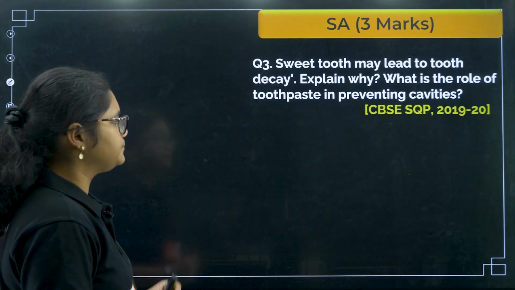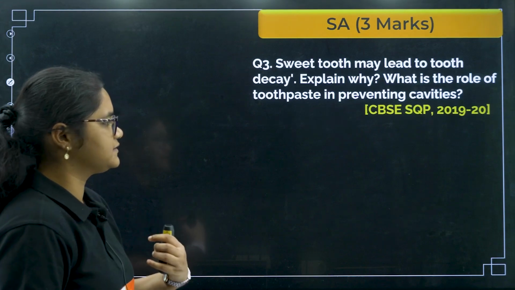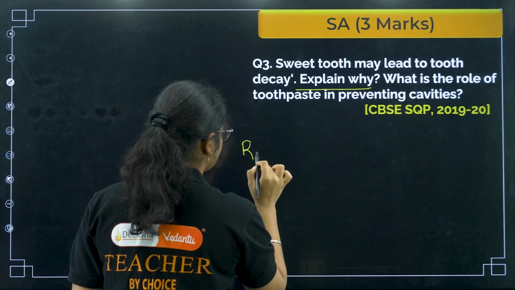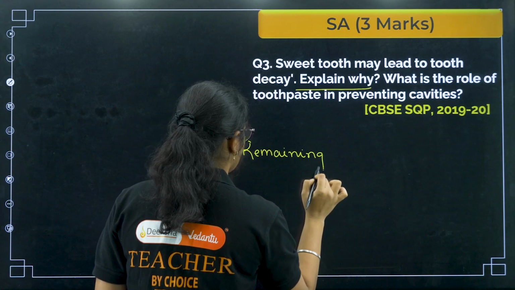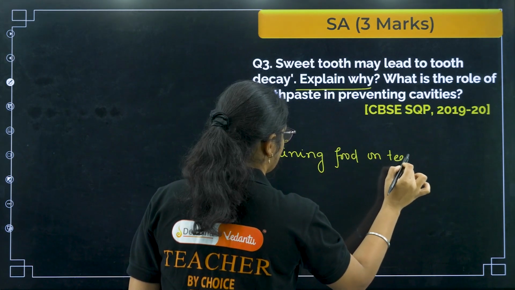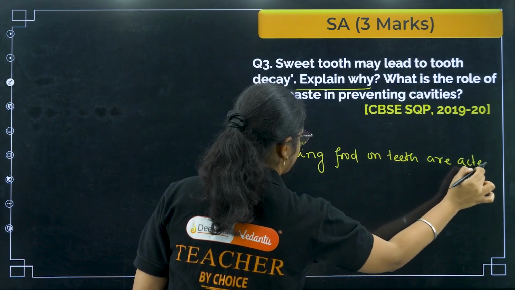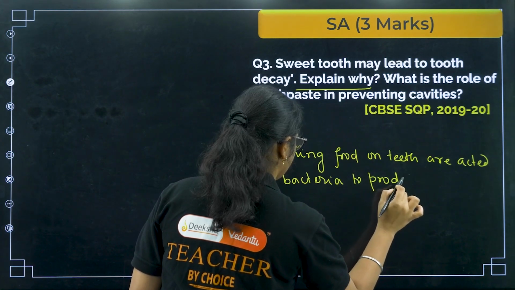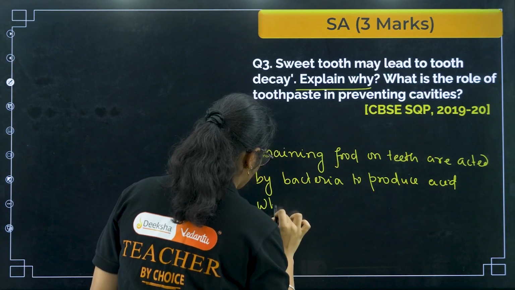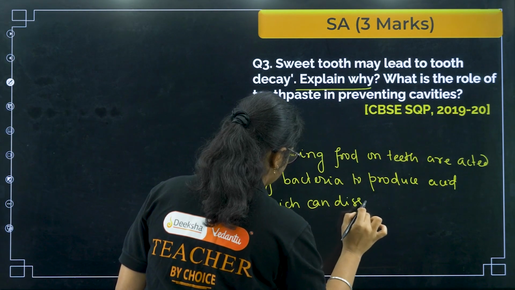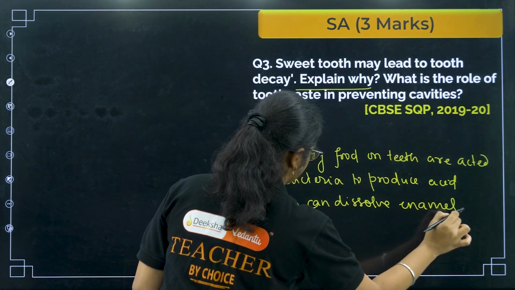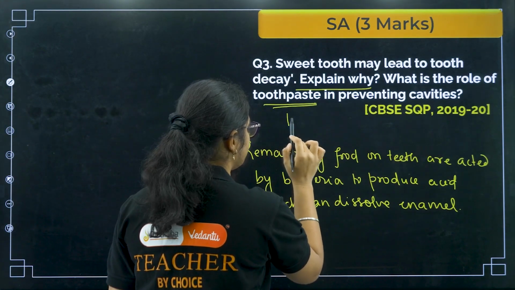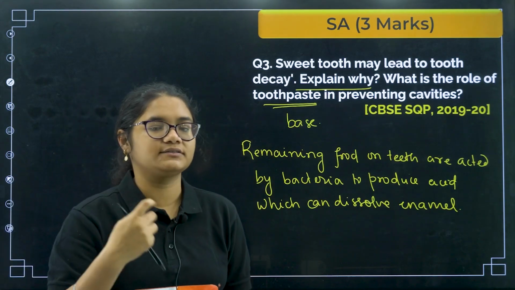Okay, next question number 3. Sweet tooth may lead to tooth decay. Explain why. What is the role of toothpaste in preventing the cavities? I have already explained this. When you eat food, the remaining food on teeth is acted upon by bacteria to produce acid, which can dissolve enamel and cause cavity. Now to neutralize it, what is the role of toothpaste? Toothpaste contains a base, so it can neutralize the acidity of the teeth.